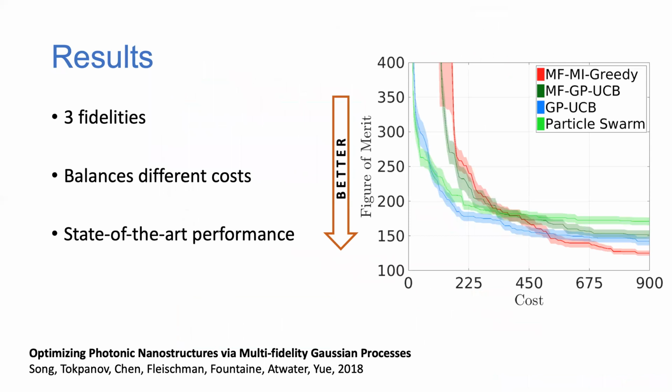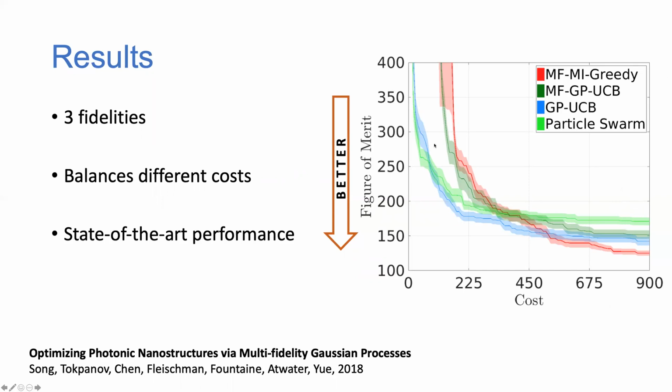So you get results that look like this. So Particle Swarm is a state-of-the-art optimizer in the Nano-photonics community that Harry Atwater's group often uses. And you see on the right, I think the relevant comparisons are the red line and the blue line. So the blue line is just straight up GPU-CV that only uses the target fidelity. And the red line is the approach that you saw in the previous slide.